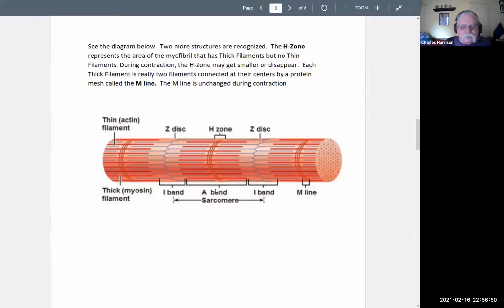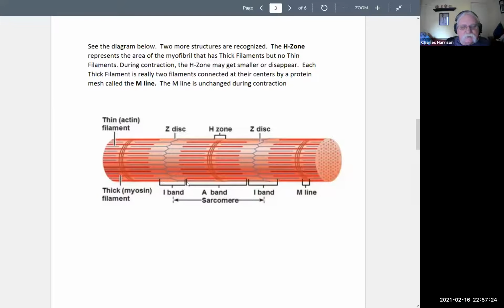Okay, take a look down here, A band. A goes from the end of the thick filament to the end of the thick filament pair. There are two thick filaments joining at the M line. Where's the M line? Not in this picture. The M line is that middle one, not labeled. Okay. We'll get to the H zone in just a second.